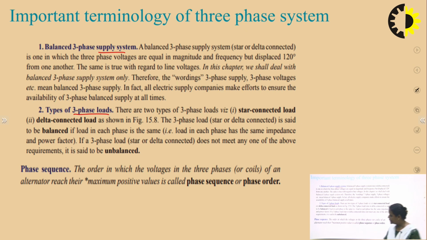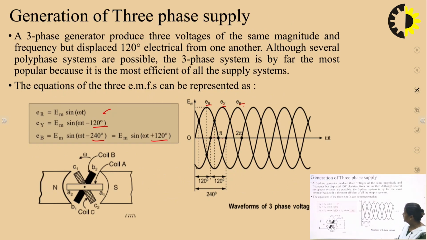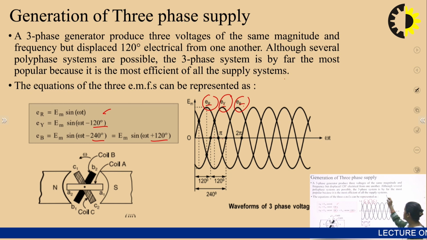Then the next very important term which comes in three phase system is the phase sequence. So what is phase sequence? It is the order in which the voltages of the three phases of an alternator reach their maximum positive value, and it is called phase sequence or phase order. In the previous slide we have seen that ER reaches its maximum position first, then EY reaches, and then EB reaches its maximum value. So what is the phase sequence here? This is R, Y, B. This is the phase sequence for this particular case.